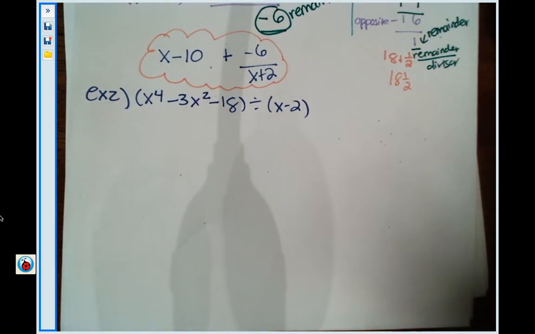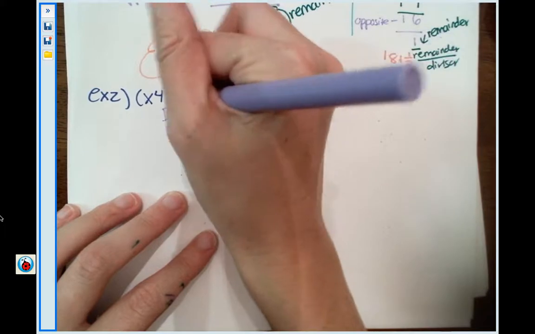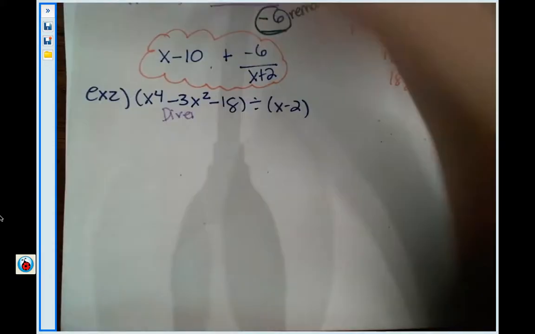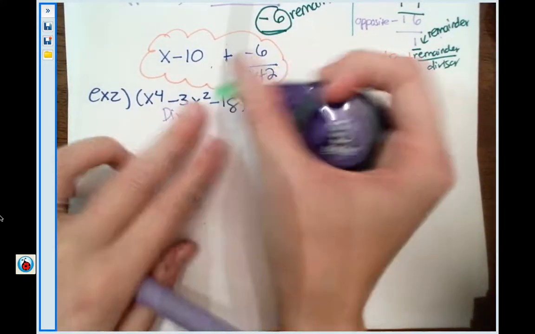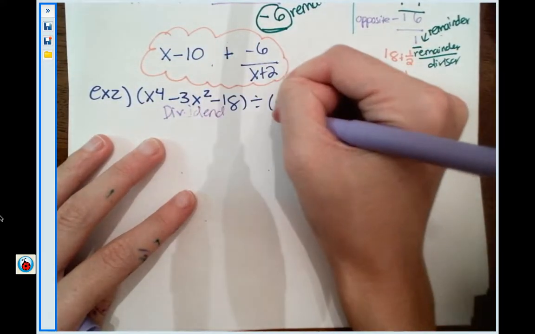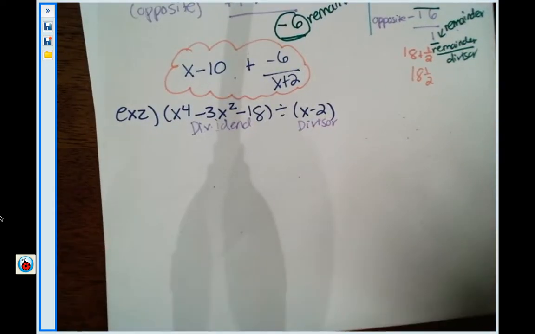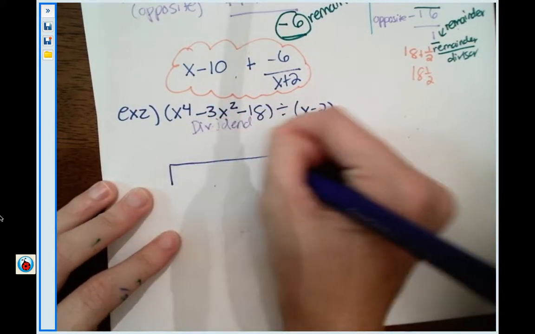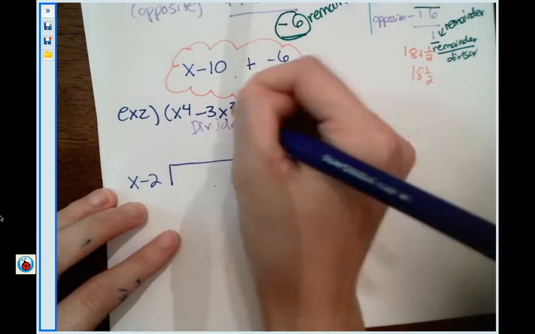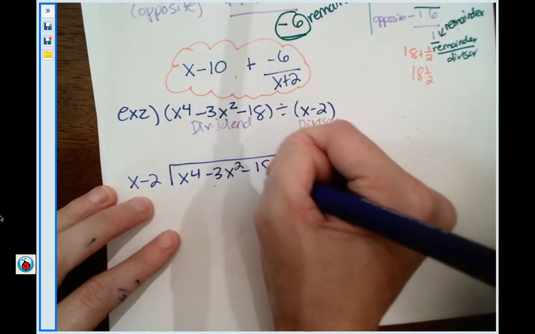Okay, so first step, we're going to divide the dividend. This is my dividend. This is the divisor. All right, so first step, we put the divisor on the outside of the long division bar and the dividend on the inside of the division bar.